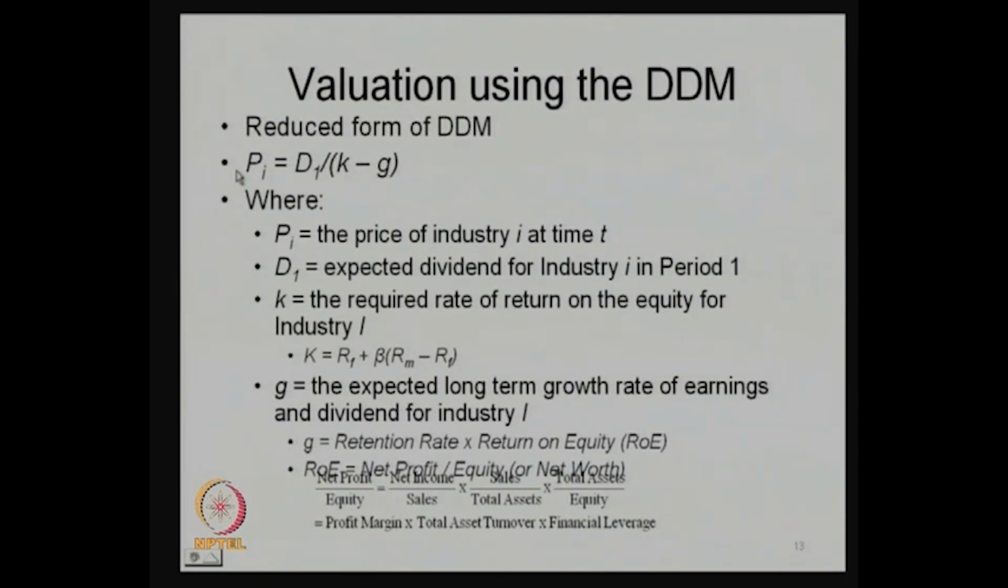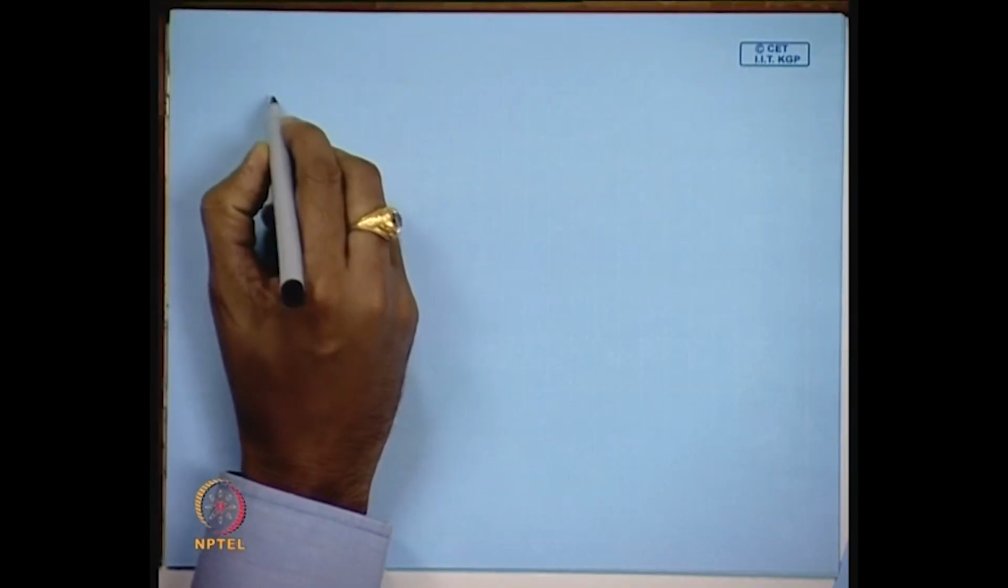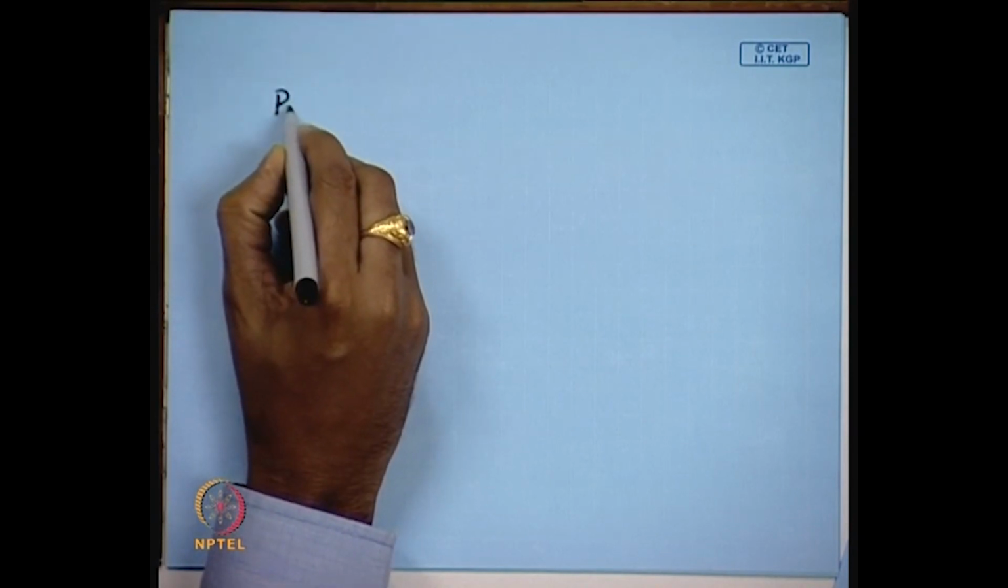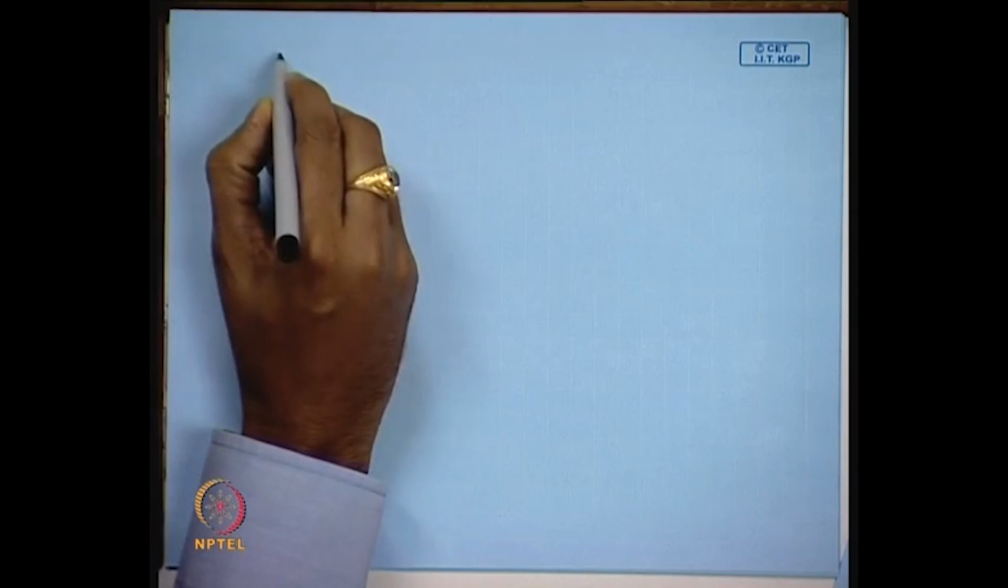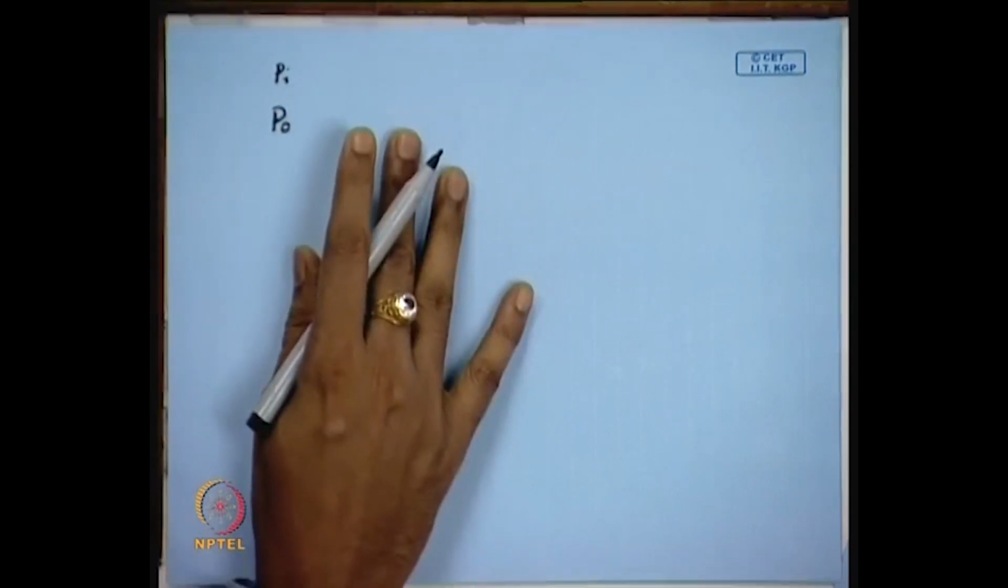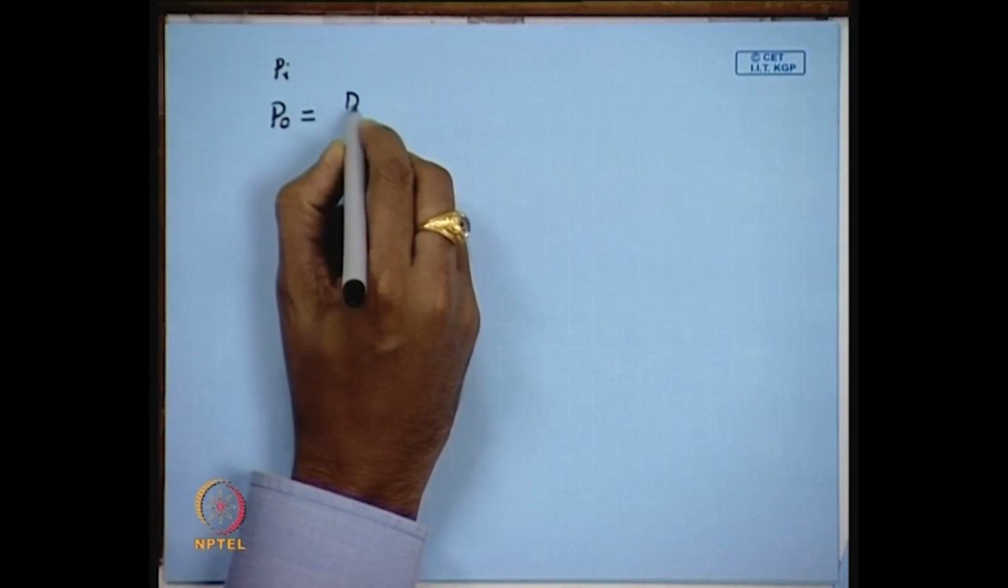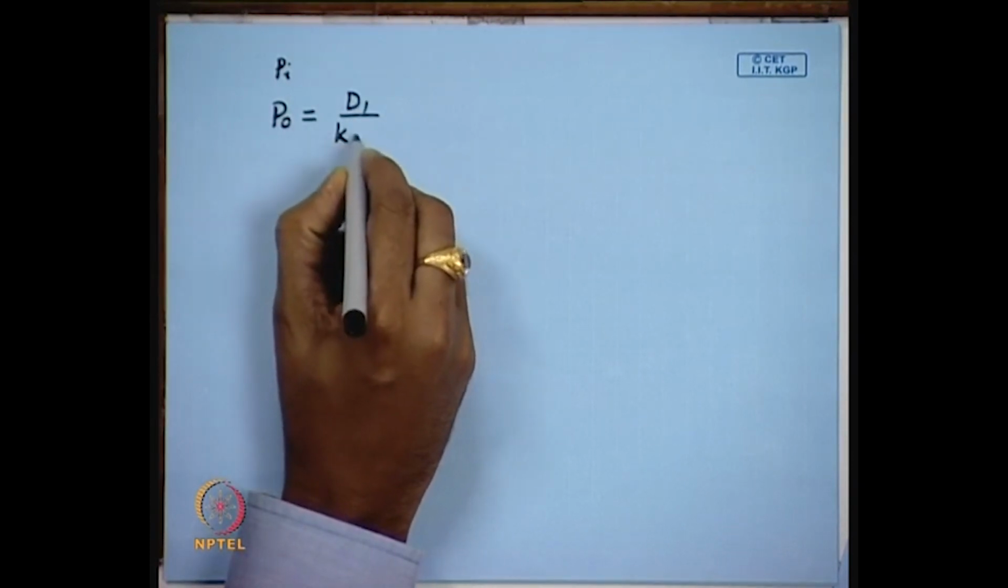As we have discussed earlier in the valuation classes, we talked about this as the valuation of a company. If we are talking about price at a particular point, let us say 0, in this slide we are talking about the industry assets value. Then P0 in the generic model is D1 divided by K minus G.